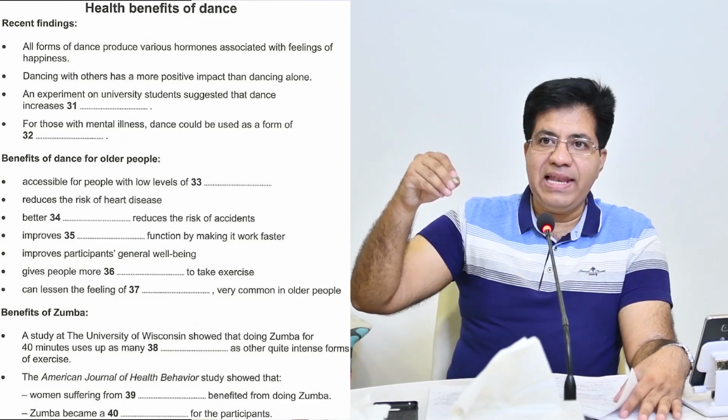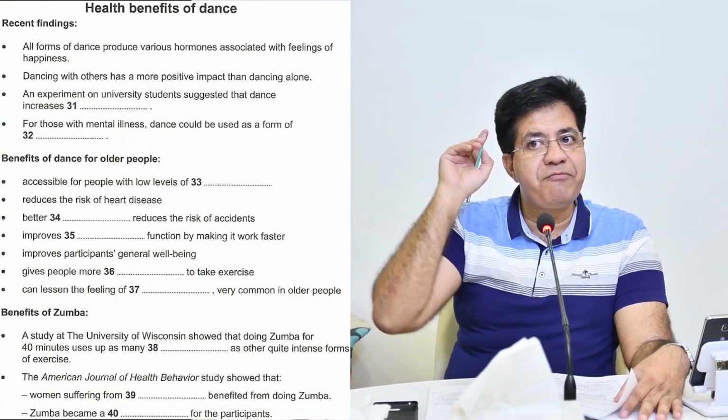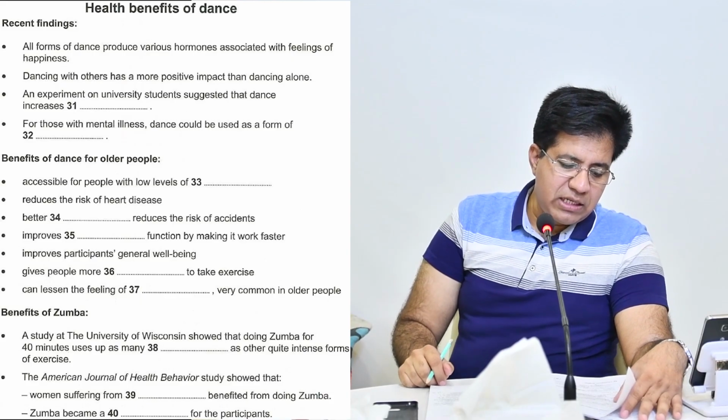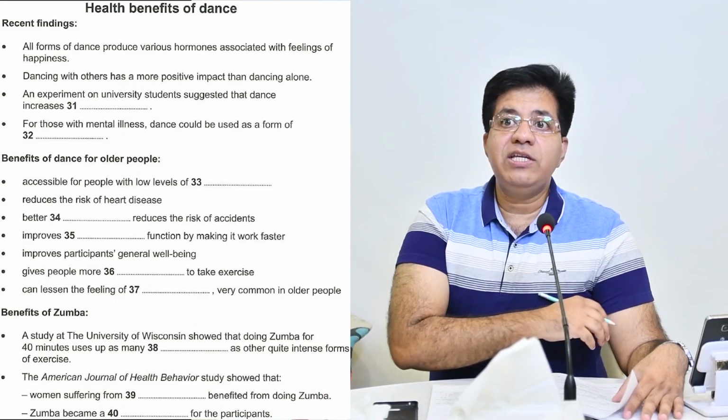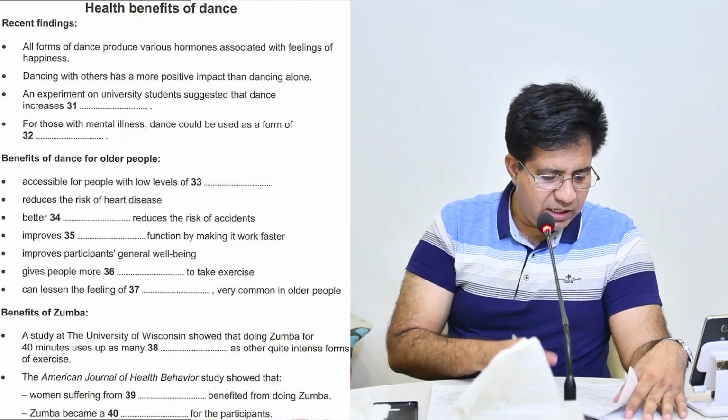So improve their balance means better balance. So this is the language you need to focus on. Every time you do listening, solve a test, focus on this thing. Balance is the right answer. And for accidents, they use the word falls, gir jana. Okay, so those who dance don't fall then.